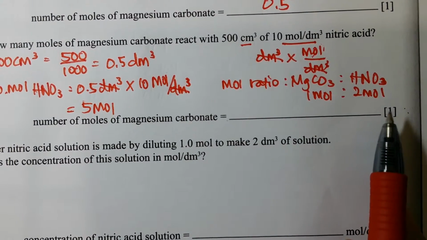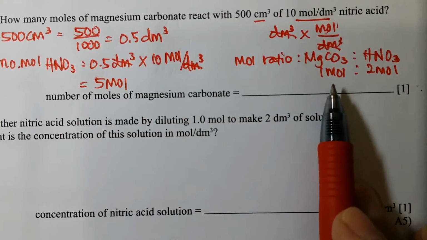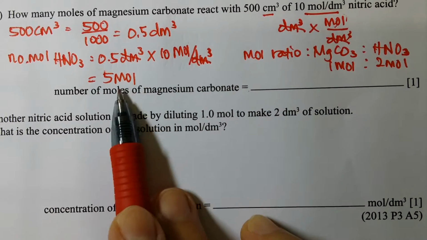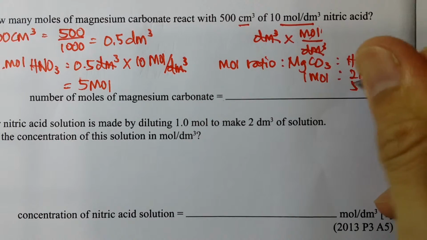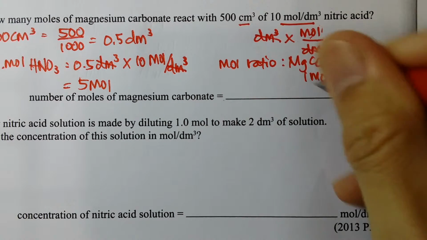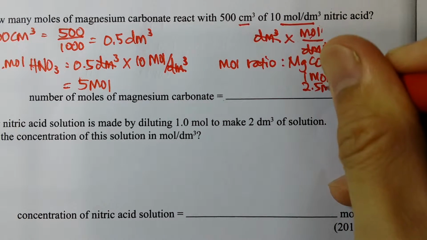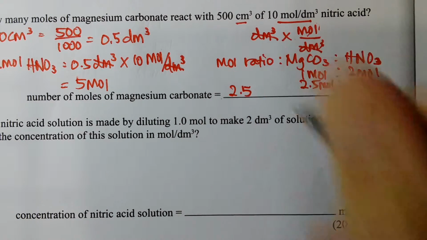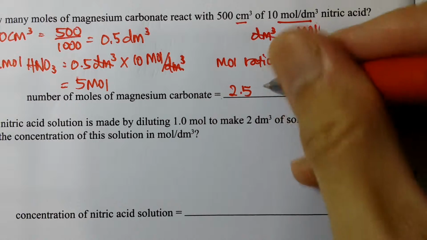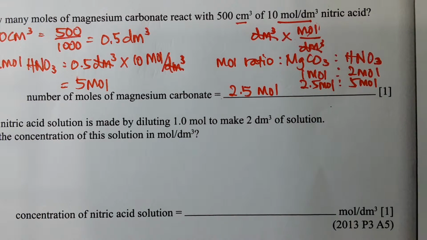The second row of the mole ratio is from what is given in the question. So now you have 5 moles of nitric acid. So 5 moles, so this one would be 2.5 moles. Okay, so the answer is the number of moles of magnesium carbonate will be 2.5 moles.